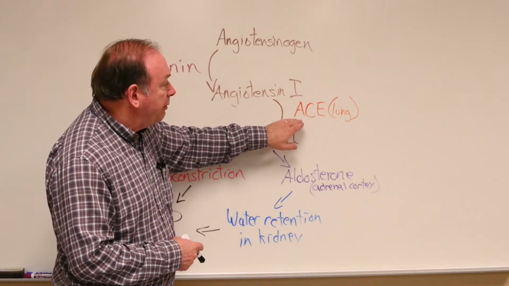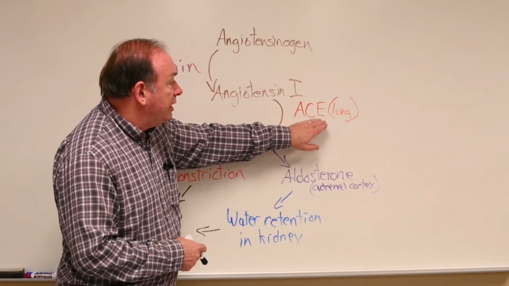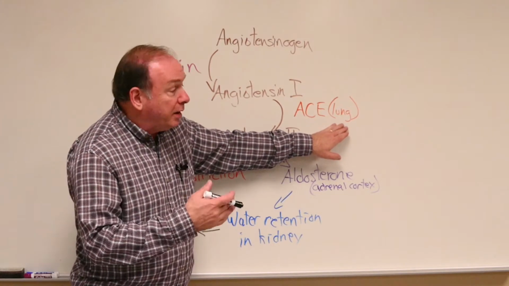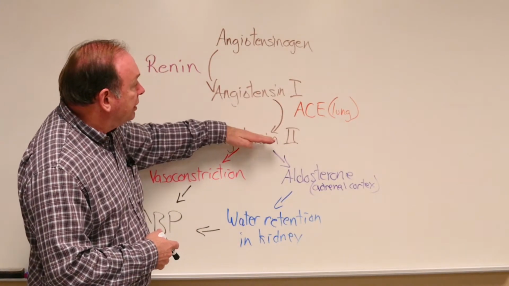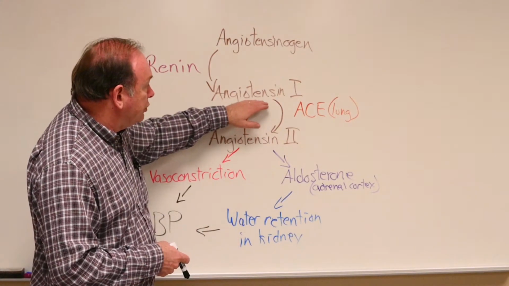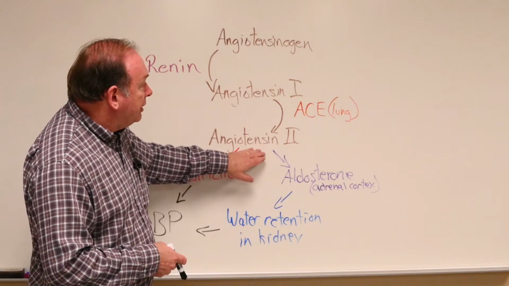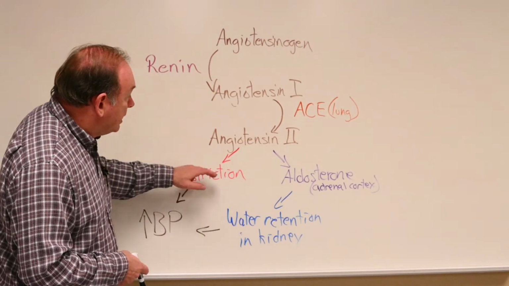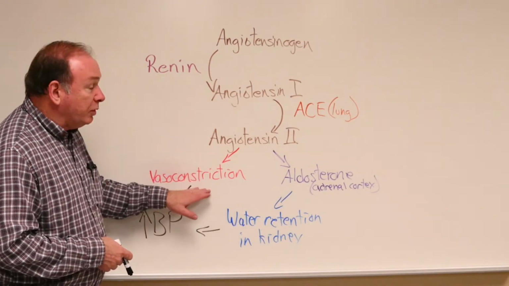We've probably heard of that before. Angiotensin converting enzyme that's produced mainly in the lung. This is where, at least where most of this conversion occurs, in that vascular circulation through the lungs. Angiotensin 1 is converted to angiotensin 2. Angiotensin 2 has a role in vasoconstriction.